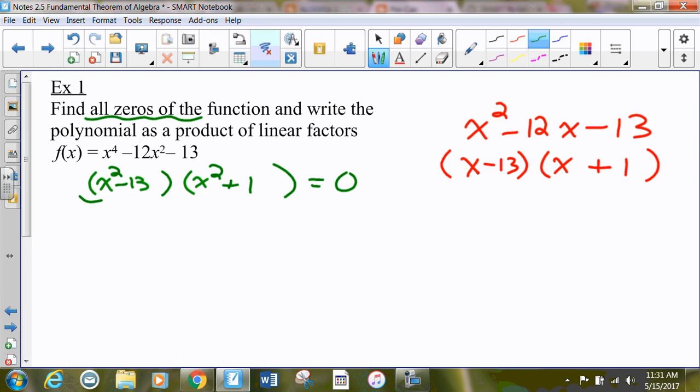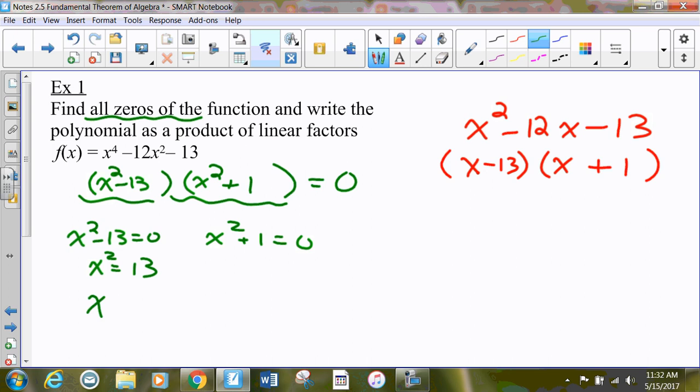And we know that something times something equals 0 means that either x squared minus 13 equals 0 or x squared plus 1 equals 0. So we're going to go ahead and add 13 to both sides. We'll take the square root of both sides, and we get two zeros there, right? A positive square root of 13 and a negative square root of 13.